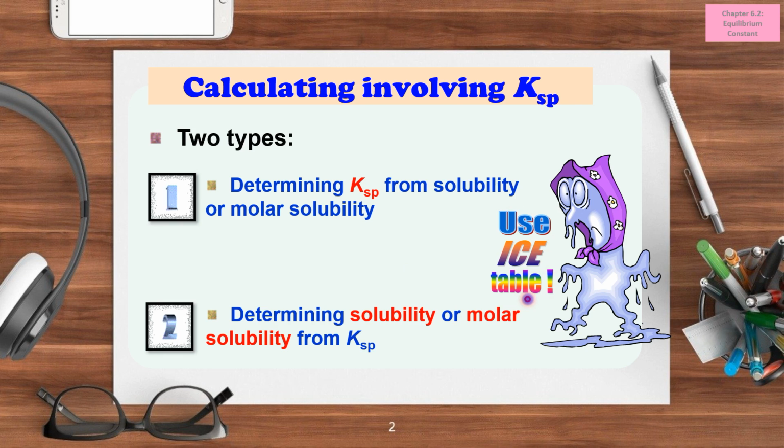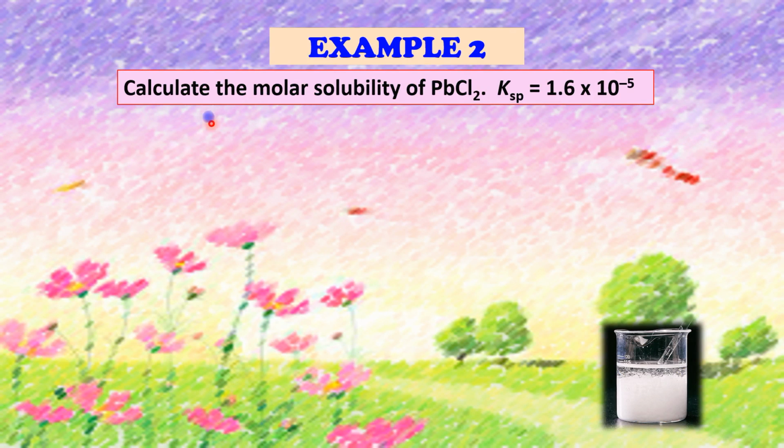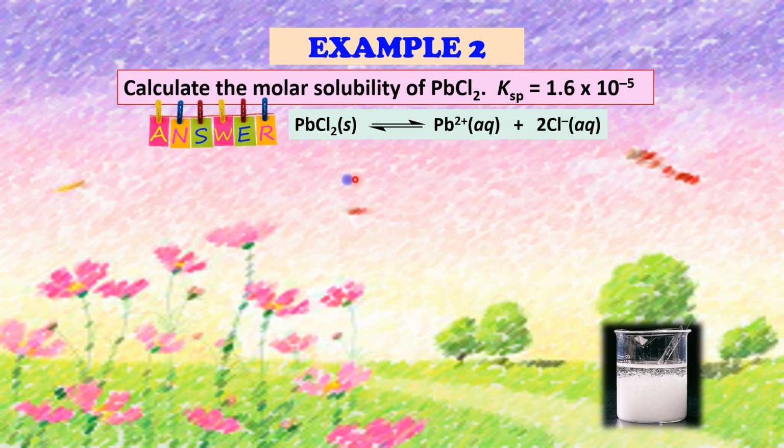Okay, example number 2. Calculate the molar solubility of PbCl2, and the value of Ksp is given to you. What should we do first? First of all, you have to write the salt dissociation equation. Since solid lead chloride is partially dissociated, you have to use the reversible arrow. It will form Pb2+ and Cl-. Balance the equation, so the chloride ion should be 2 moles of chloride ion.